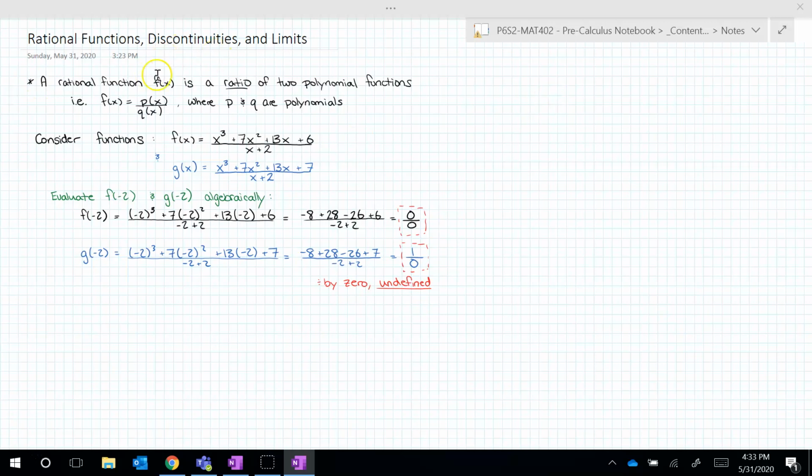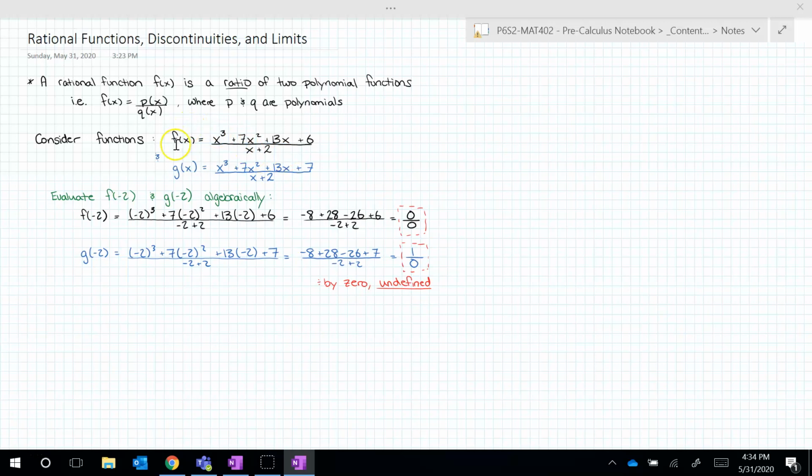A rational function is something that's a ratio of two polynomial functions, right? Think of a rational number, something that can be expressed as a fraction. This is basically a fraction involving two different polynomial functions. They define it as p of x divided by q of x, where p and q are both polynomials. So we're going to take a look at just one example that walks us through a little bit of this: a cubic function divided by a linear function.